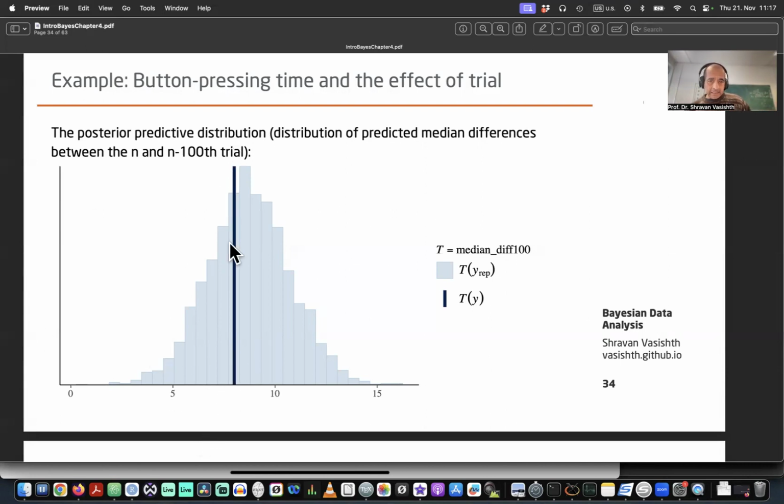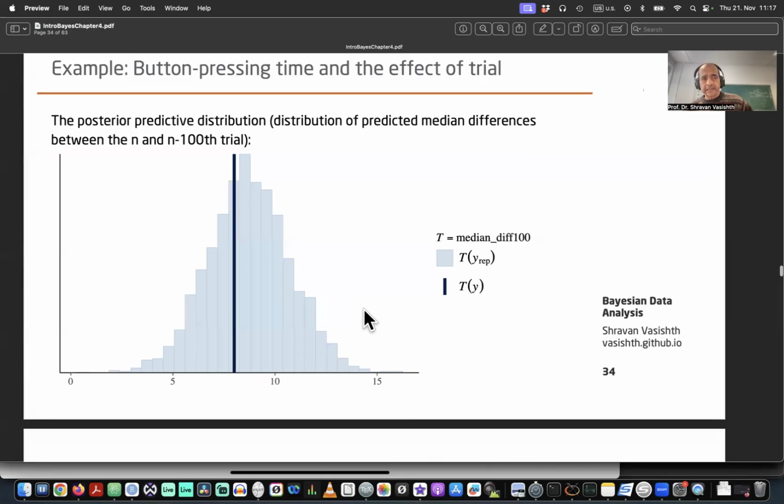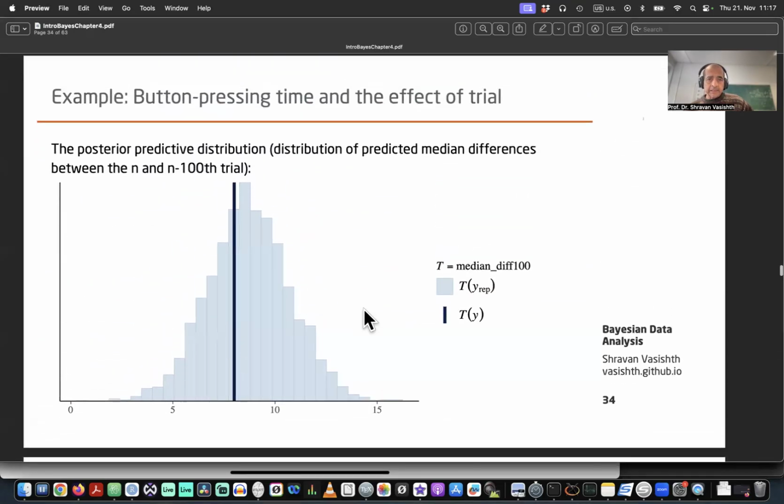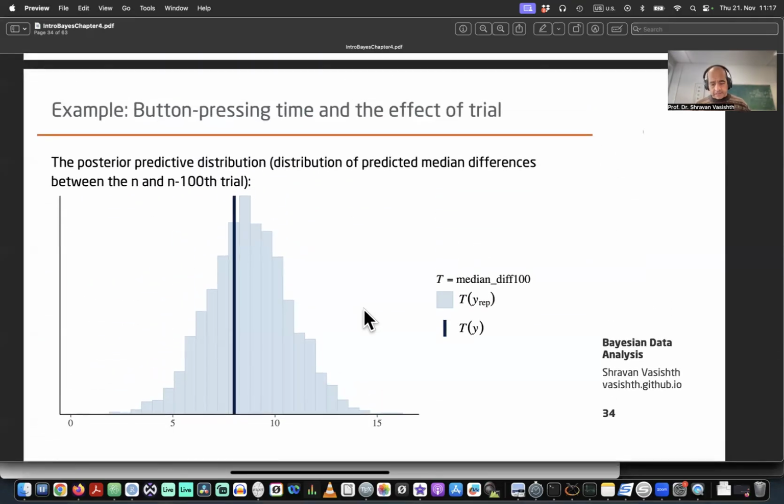And this is the actually observed median value in the data, the black line here. And these are the generated values from the posterior predictive distributions. And you can see that they're pretty reasonable. The model is producing pretty reasonable median differences between the nth and the n plus 100th trial. Okay, all right, so that's basically the most important topics that I wanted to get through in this part of the lecture.